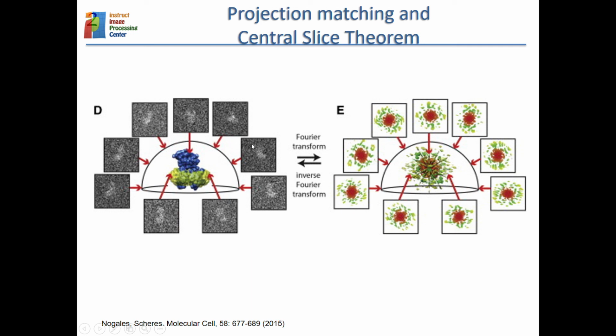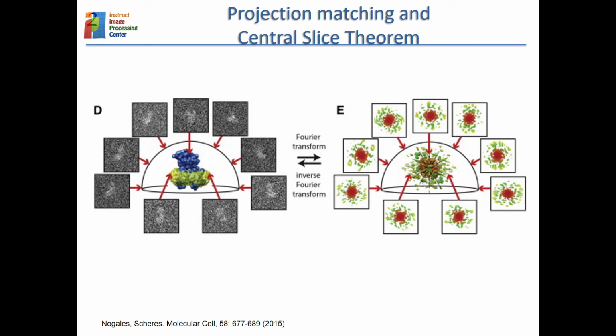And because you know that these 2D Fourier transforms have exactly the same values as the 3D Fourier transform, now you can place them back in the 3D Fourier space, and then do a 3D inverse transform to recover your macromolecule.